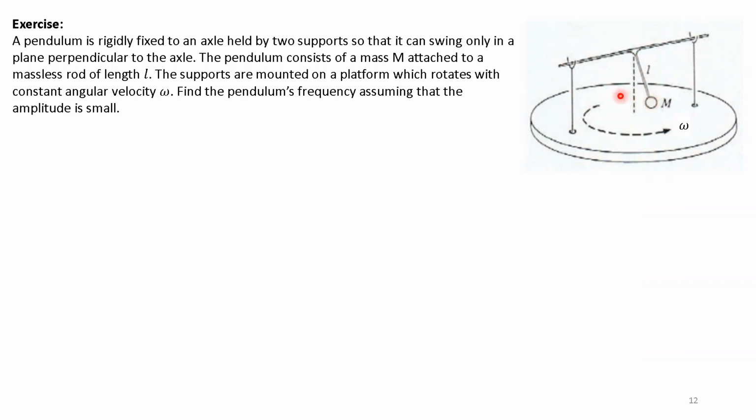Because, as I said, this whole thing is a rigid body, this mass is only allowed to swing like this, but not in the other directions. Now if the platform is rotating, then you could imagine that while this is doing this pendulum motion, the mass is also rotating.